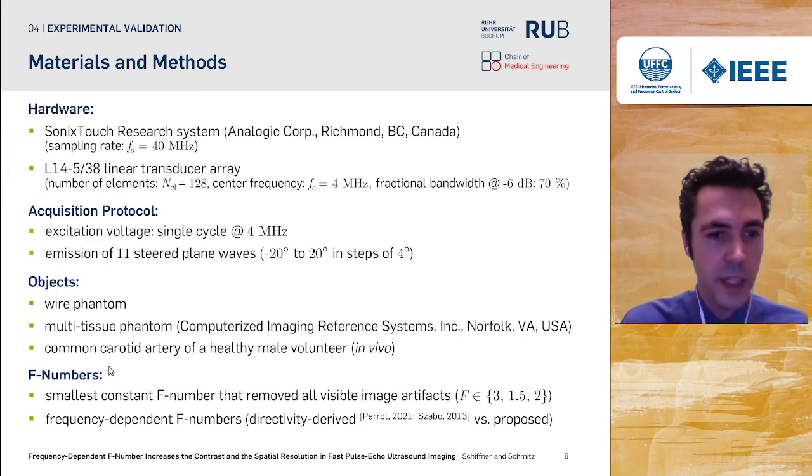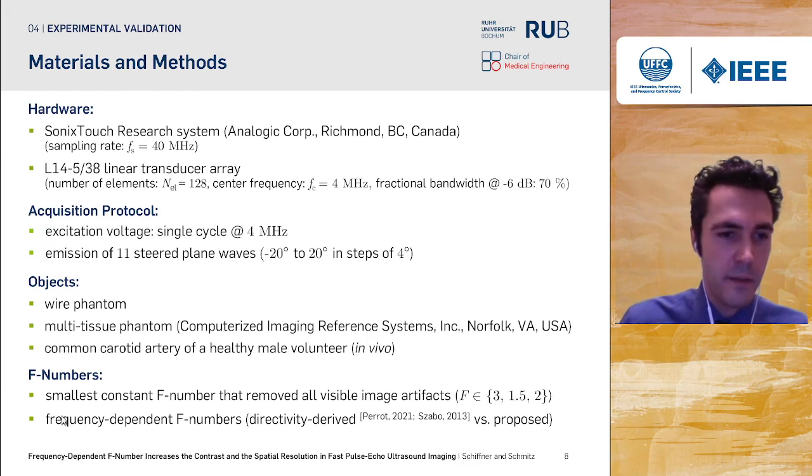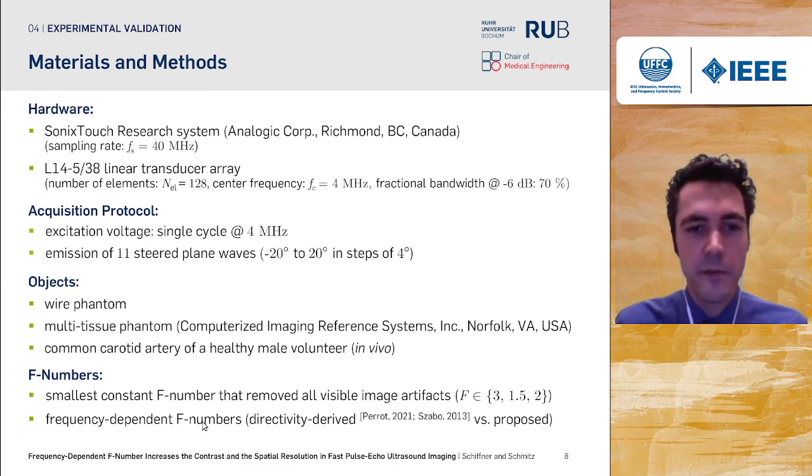The F numbers we investigated were the smallest constant F number that removed all visible image artifacts, and this F number ranged from 3 to 1.5. We furthermore investigated the frequency-dependent F numbers, specifically 2 directivity-derived F numbers and the proposed F number.